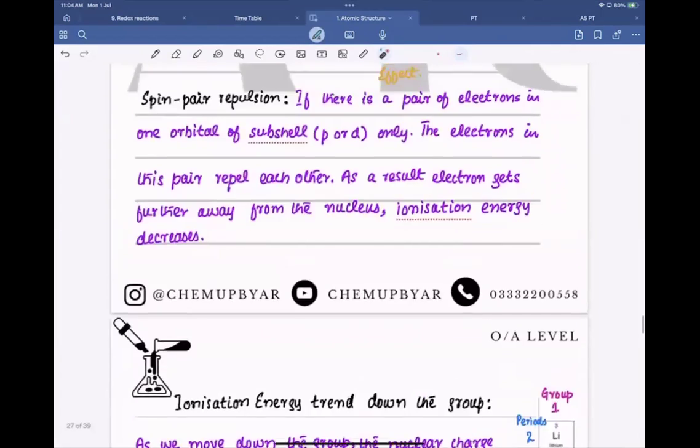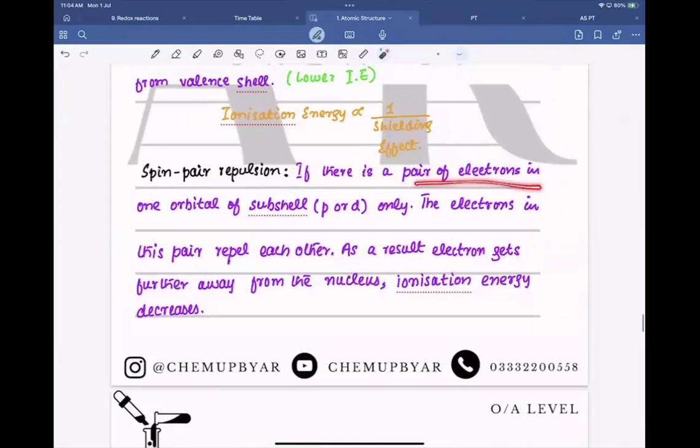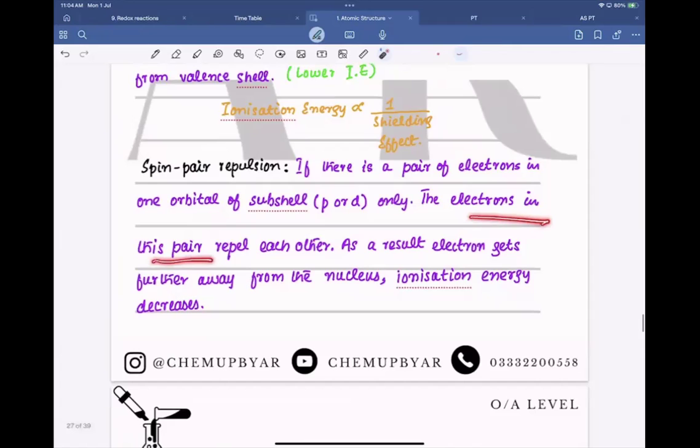Okay, the fourth one is the spin pair repulsion. If there is a pair of electrons in one orbital of a p or d subshell, we are not talking about s, because s has only one orbital, and when this one orbital has a pair of electrons, it is completely filled, so it is the most stable, right? Yes, sir. But in p and d we have more than one orbital. So the electrons in this pair repel each other. As a result, the electron gets further away from the nucleus and the ionization energy decreases. This would be the case only when the valence shell has the p or d subshell.